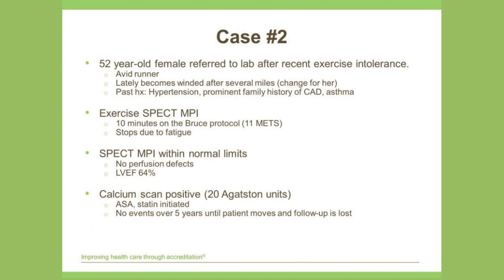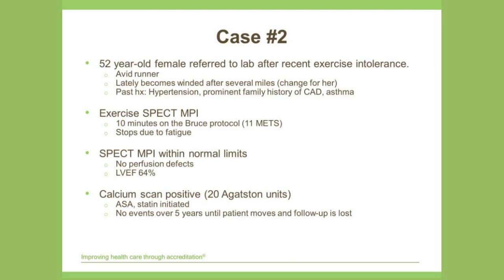Case number 2, we'll look at a slightly different sort of application. Case 2 is a 52-year-old female who's referred to your lab after recent exercise intolerance. She's an avid runner, but lately has become winded after several miles, and this is a change from her prior abilities. Her past history includes hypertension, asthma, and a prominent family history of coronary disease. Despite maybe not having such a classic presentation or risk factors, she's referred to the lab. She undergoes exercise SPECT MPI, and she achieves 10 minutes on the Bruce protocol, which is 11 METs, a pretty solid exercise capacity.